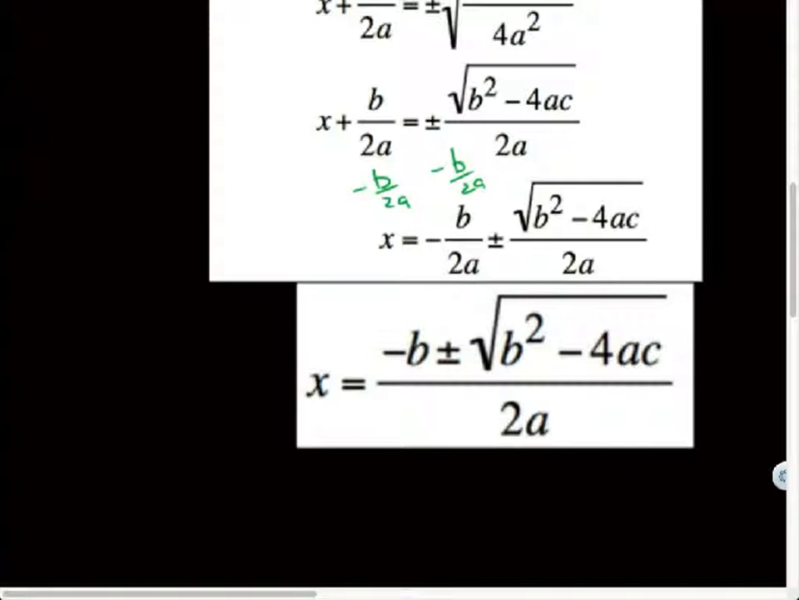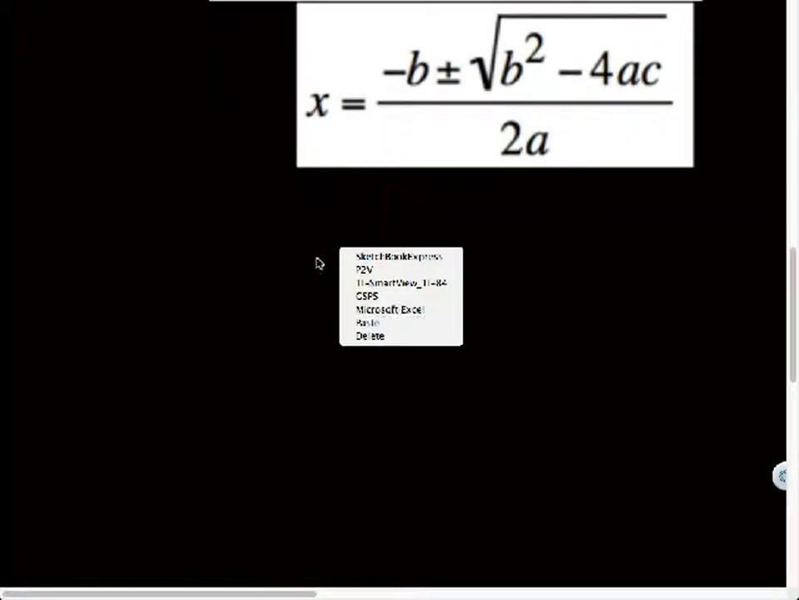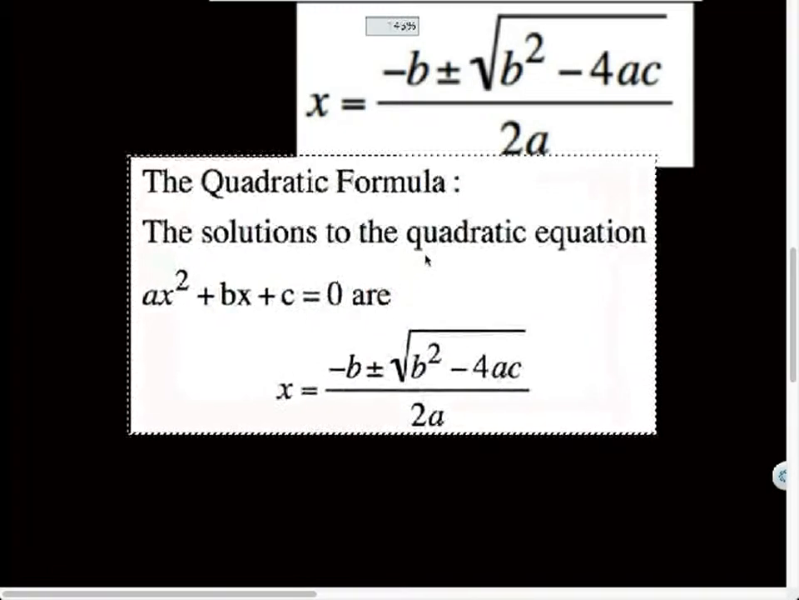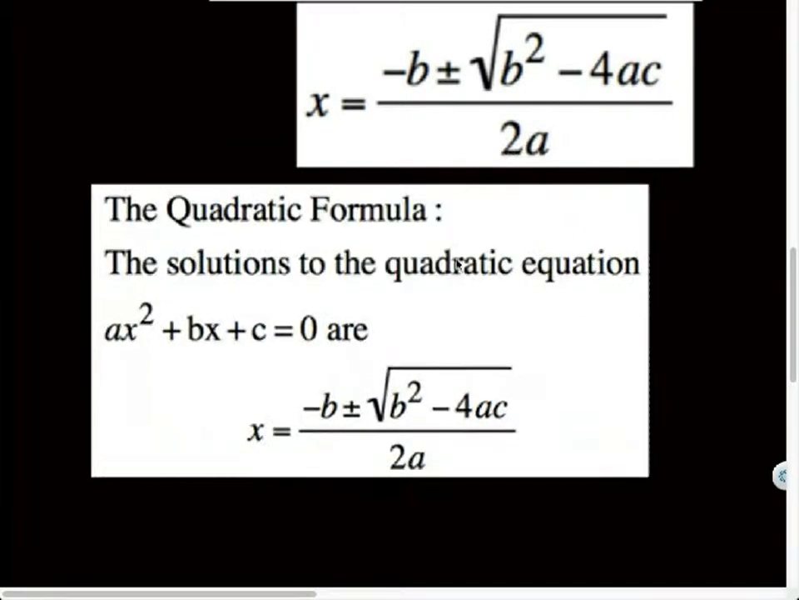And so we have discovered the quadratic formula. How great is that? That's wonderful stuff. So if you want to write this down, here's a little thing about the quadratic formula. It says the quadratic formula is used for basically finding the solutions to the quadratic equation of this form. When I'm talking A's, B's, and C's, it's this A, this B, and this C. And in that quadratic, it's set equal to 0.